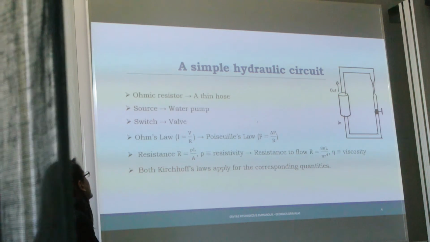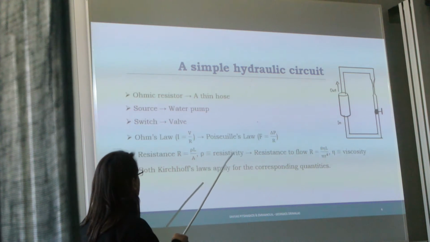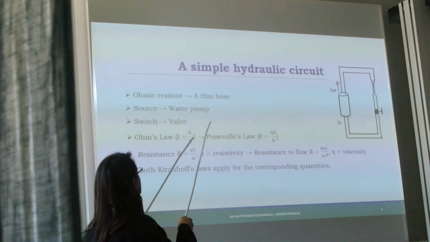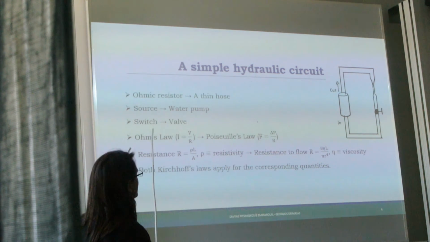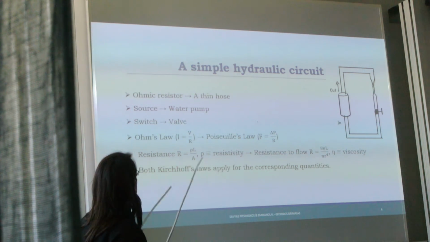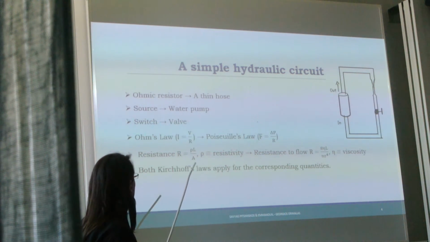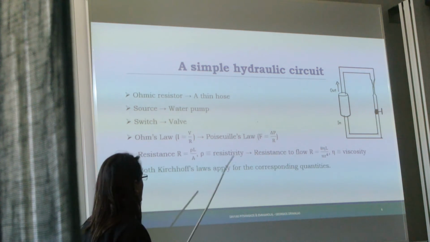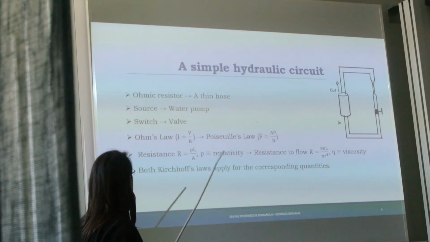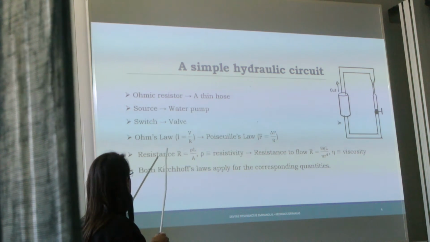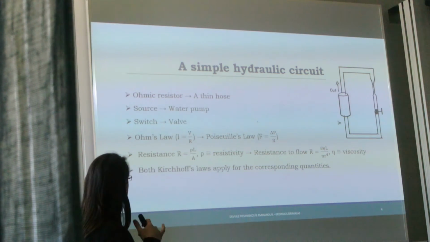So, a thin hose has an analogous function to an ohmic resistor. A source corresponds to a water pump, and a switch to a valve. There are two similar laws connecting flow rate and the difference in pressure, and in electric circuits, there's a similar expression between current and voltage.